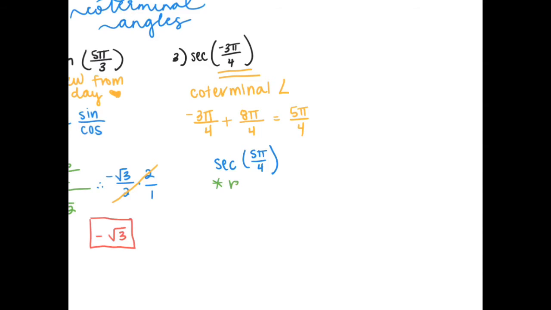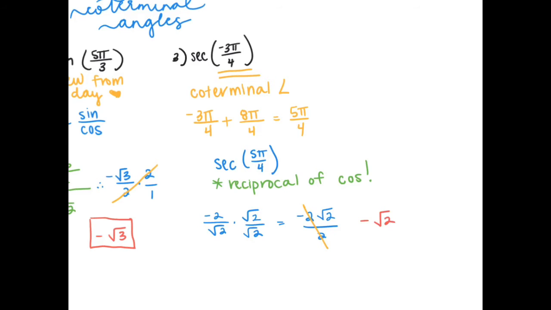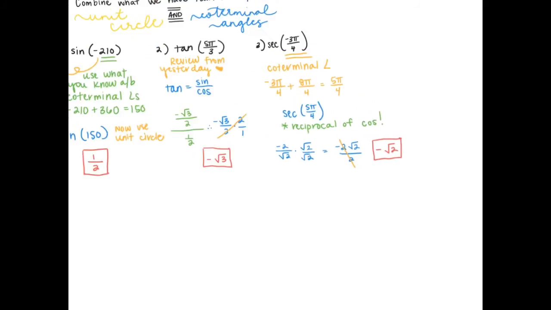Now with secant, what I need to do is take the reciprocal of cosine. All right, so if cosine is going to be root 2 over negative 2, all I did was flip it. The problem is that you're not allowed to have a square root on the bottom. So you've got to rationalize your denominator to get negative root 2.